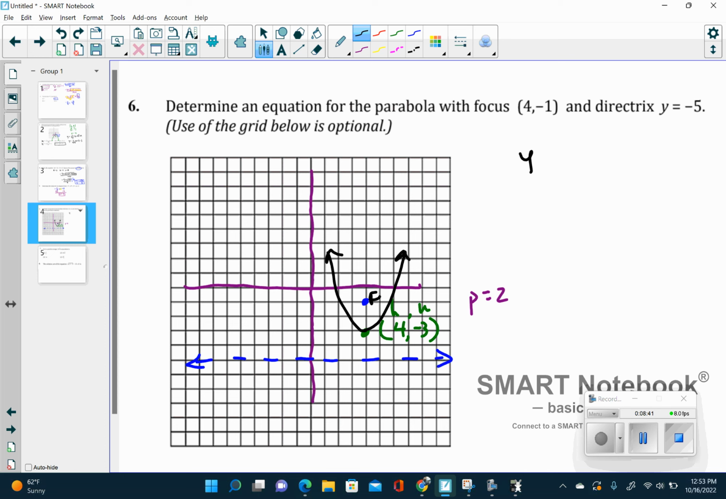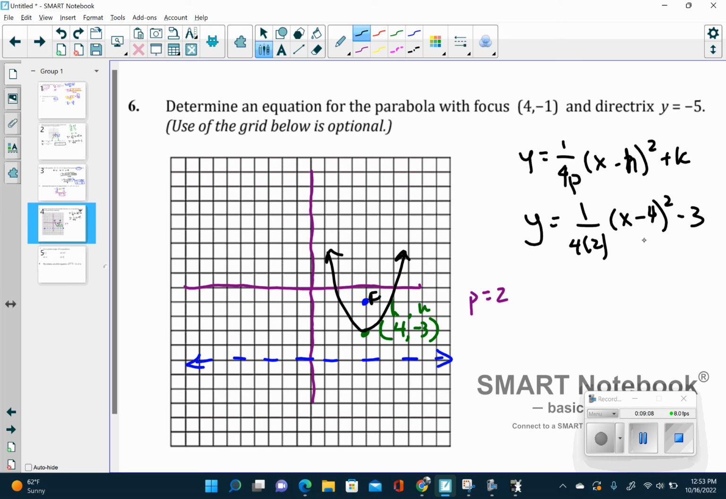So we're going to have our formula: 1 over 4P, parentheses, x minus h squared, plus k. And I want to remind you that this is not going to be given to you on the regents, so you have to memorize it. So it's good practice. 1 over 4 times 2, in this case it's positive, x minus h, which is 4, don't forget that squared. And then this is plus negative 3, which is just minus 3. So this is our equation.